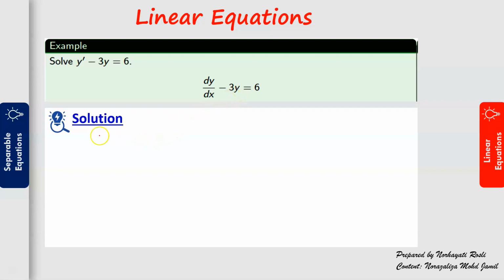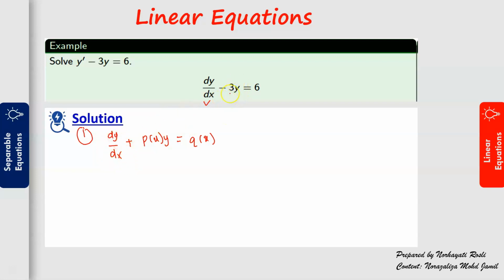Here, in this case, we can write this in terms of step number 1. We need to write it in terms of dy/dx plus P(x)y equal to Q(x). When we have this kind of equation, you can see the coefficient of dy/dx now is 1. Okay, so it is in this form.